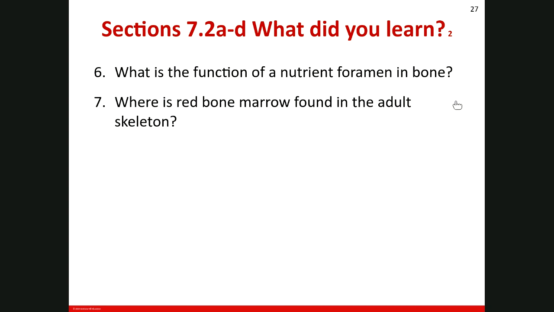In the next video, I will talk about the microscopic anatomy of the bone and the cells which we have in each bone.